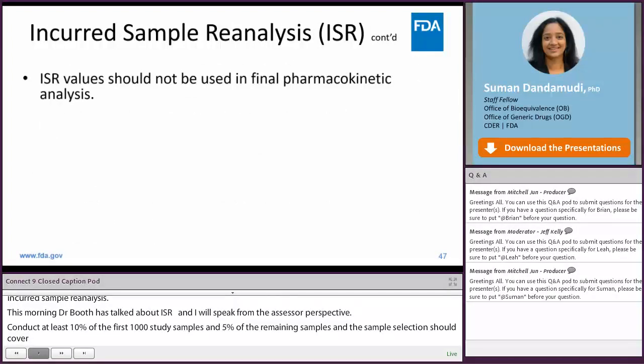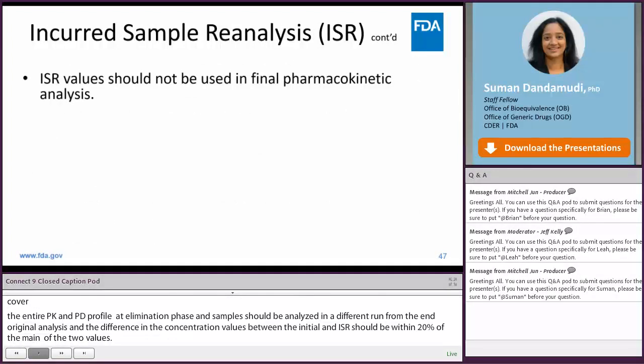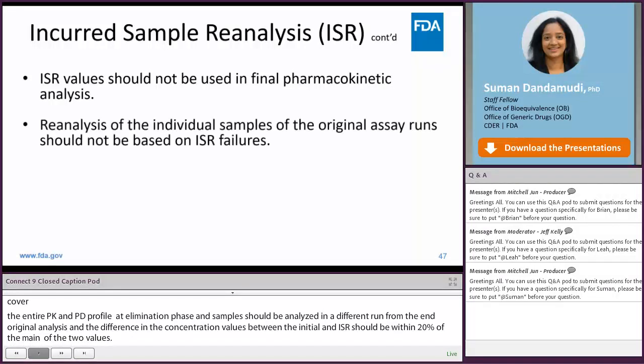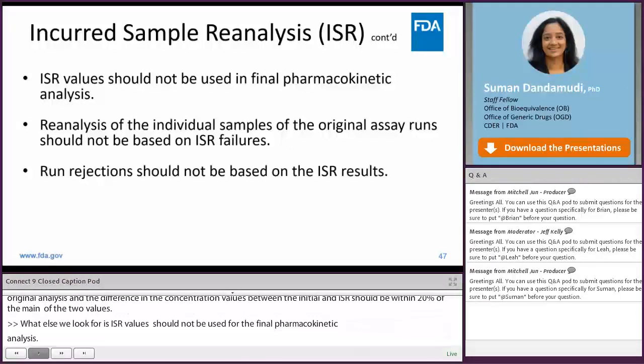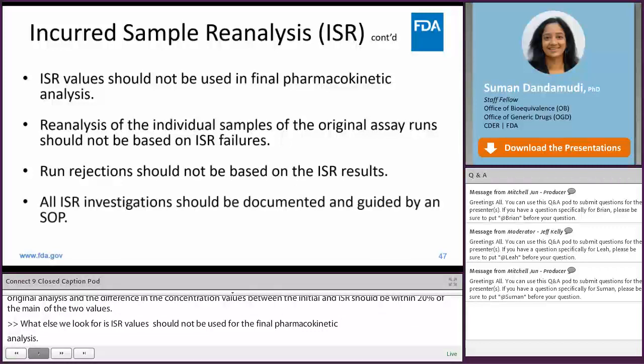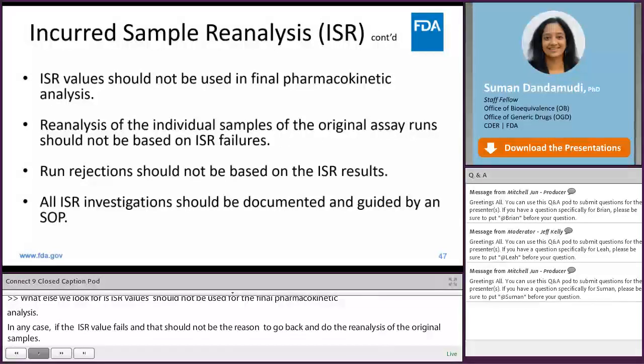So what else do we look for? ISR values should not be used for the final pharmacokinetic analysis. In any case, if the ISR fails, that should not be the reason to go back and reanalyze the original samples. In the same way, that should not be the reason to go back and reject the original runs. So all ISR investigations, if ever there is a need, should be documented and also guided by a pre-established SOP.